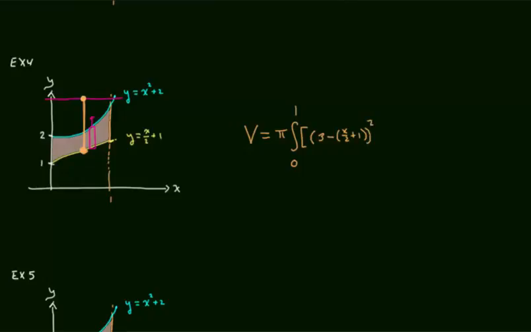That quantity gets squared, and then I'm going to take away the inner radius. My inner radius is going to be this distance here, which is the line 3 minus the parabola. x squared plus 2 is the parabola. That entire radius gets squared. We close it off with the thickness dx.